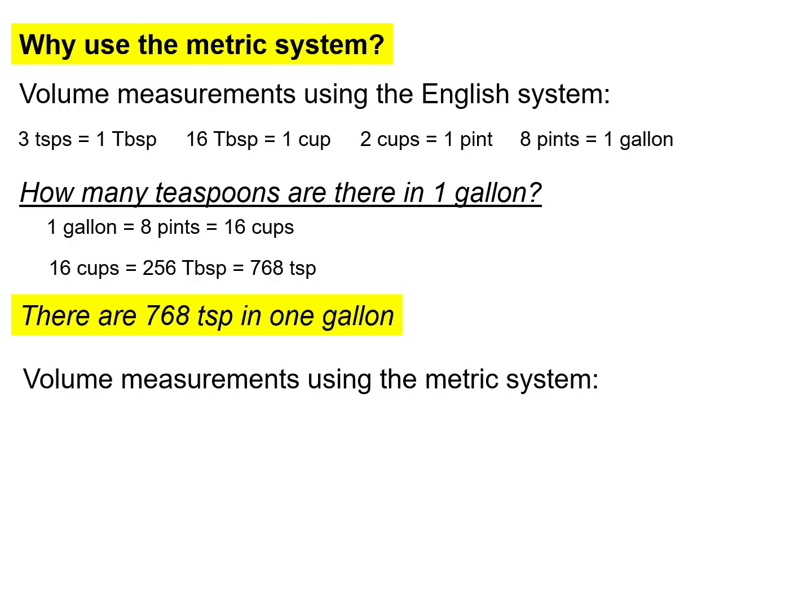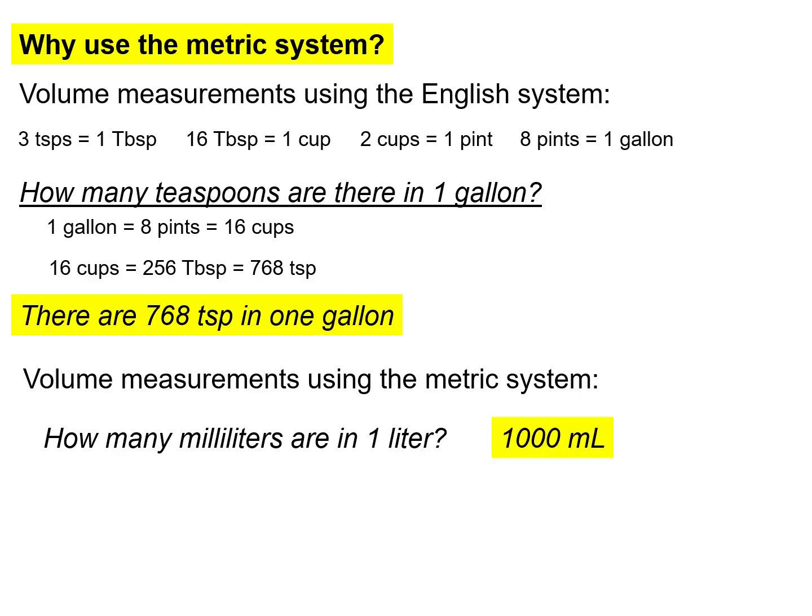On the other hand, if you're looking at volume measurements using the metric system, as long as you know your definitions, you don't have to do any math at all. If you wanted to figure out how many milliliters there are in a liter, you would say, well, milli means 1/1000th. So therefore, there are 1,000 milliliters in 1 liter. No math required.